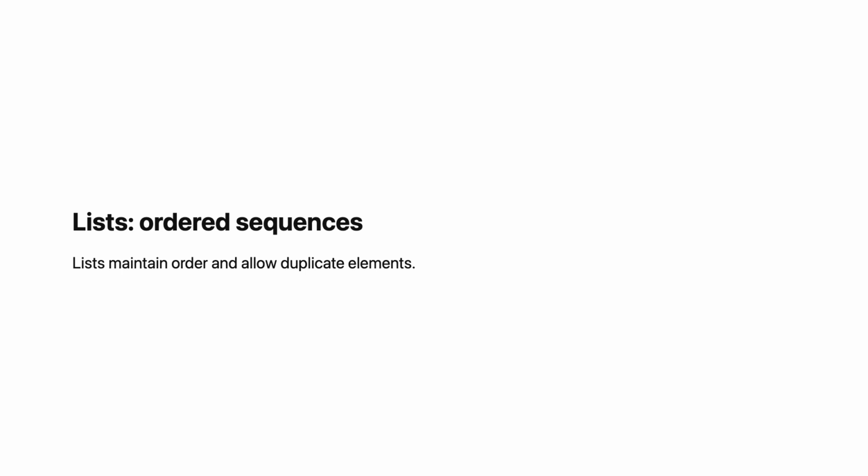A set is an unordered collection of unique elements, no duplicates. Each element appears at most once. If you add an element that already exists, nothing changes. Consider apple, banana, cherry as a set. Order is not guaranteed. You cannot ask for the first element. You can only ask, is this element in the set?